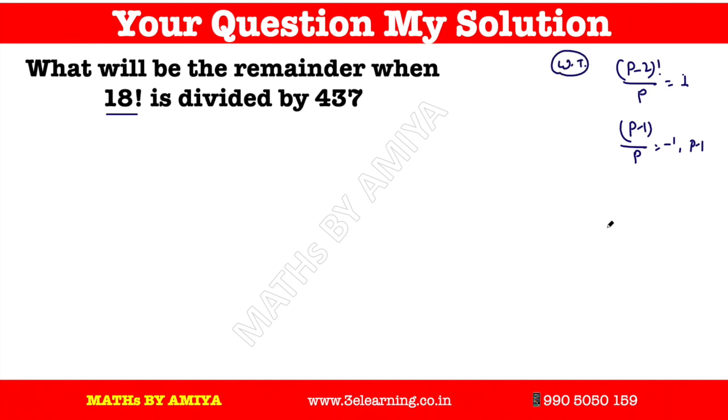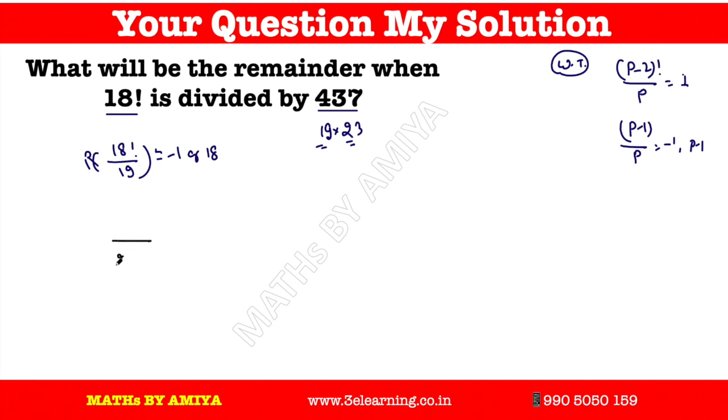What is the Chinese remainder theorem? If you have a number which has more than one prime, here we have 19 and 23, we need to work on 19 and 23 individually for 18 factorial. So 18 factorial, when divided by 19, the remainder would be nothing but minus 1 or 18. That's the remainder by the Wilson theorem. Now check for 23.